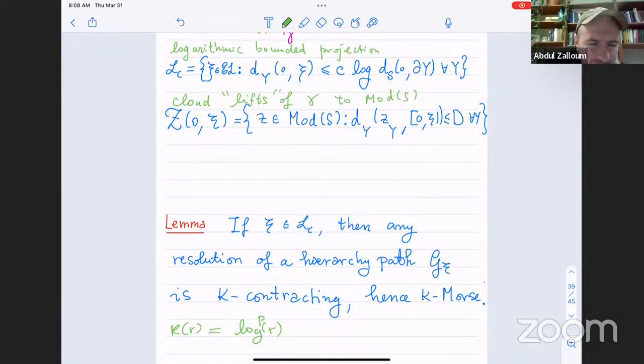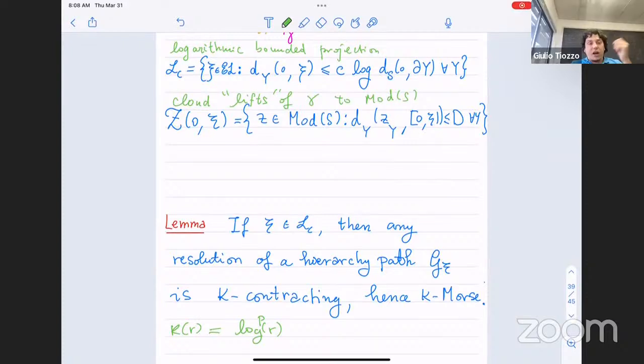Did you tell, maybe I missed it, did you tell us what a resolution of a hierarchy path is? Oh, a resolution of a hierarchy path is just, well, I'm not really an expert, but basically it's a choice of a quasi-geodesic in this hierarchy that respects this hierarchy. Because there's more than one choice.